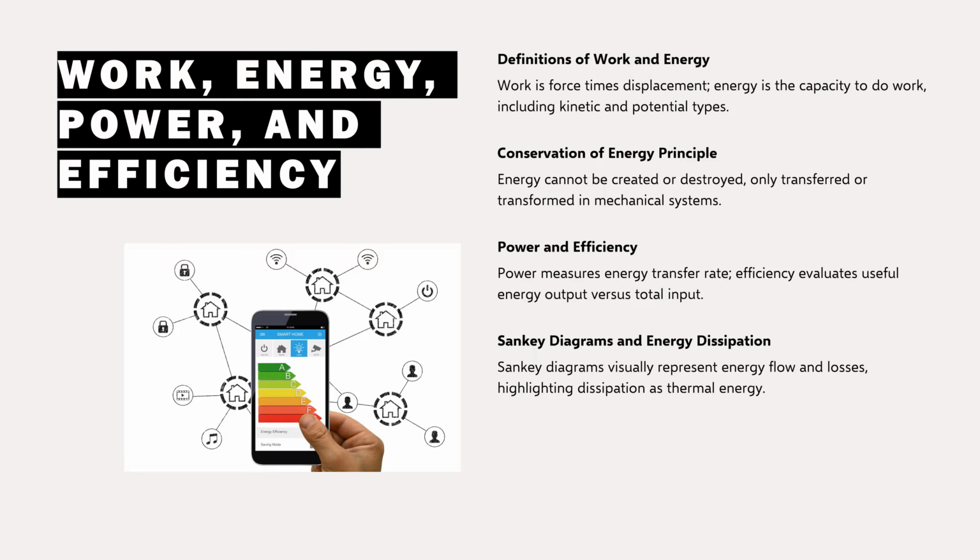Power is defined as the rate of energy transfer or work done, measured in watts, and is particularly relevant in contexts such as engines and electrical devices. Efficiency is a measure of how effectively energy is transferred, calculated as the ratio of useful output energy to total input energy. Sankey diagrams are often used to illustrate energy transfers and losses visually.